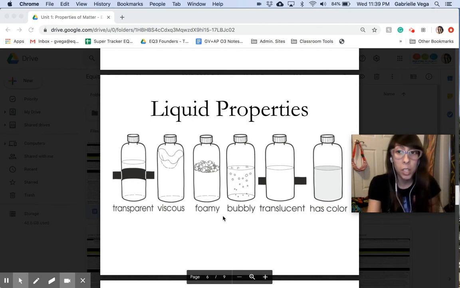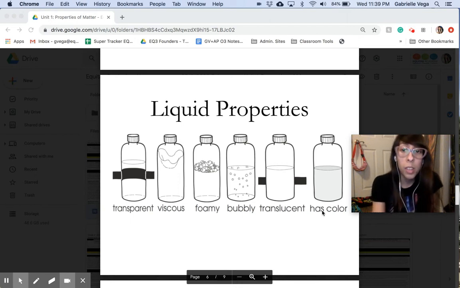So let's go ahead and take a look at these because we're going to need them today when filling out our worksheets. We have transparent. This means that we can see straight through the liquid. We have viscous. This means that the liquid moves slowly. Foamy, bubbly, translucent. Remember, that means that we cannot see through the liquid, and has color.